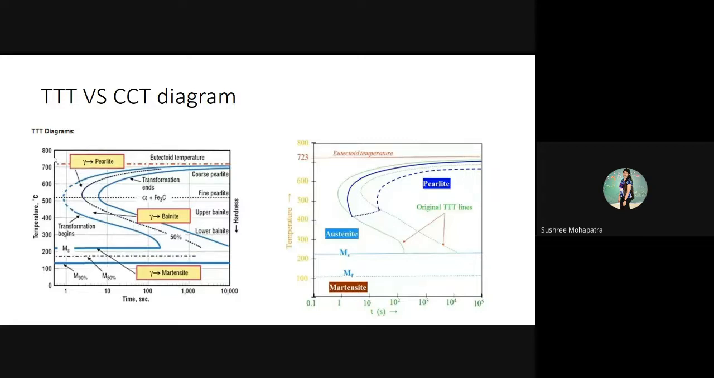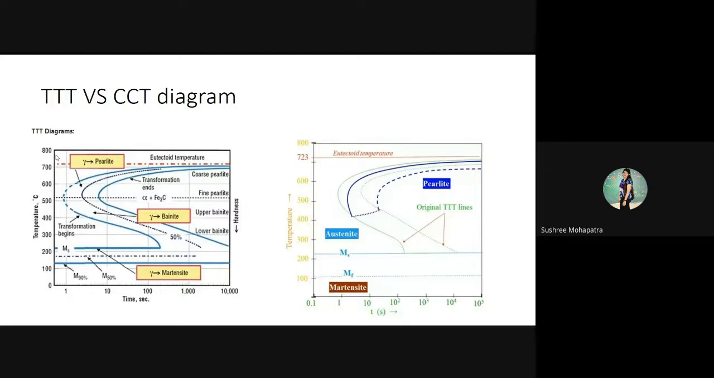Similarly, suppose my steel is here now, and I am quenching the steel. Quenching the steel means I am not doing very slow cooling. I am cooling the steel continuously at a very fast rate from here. So what will happen? This is the nose of the C curve, N-O-S-E, nose of the C curve, like your nose. Suppose this is your face and this is your nose. So this is the nose of the C curve here.